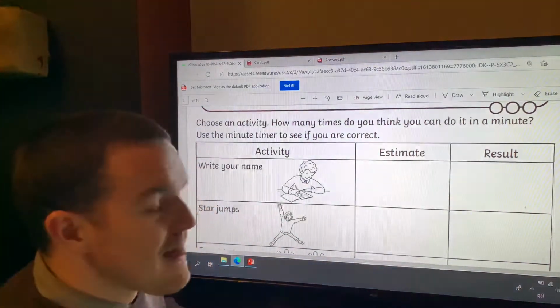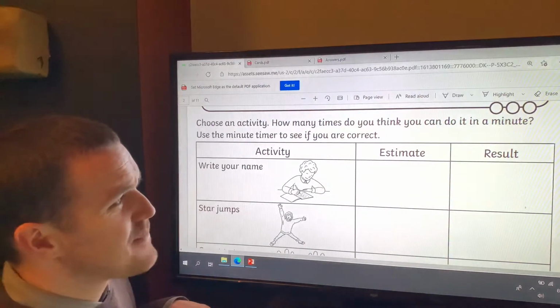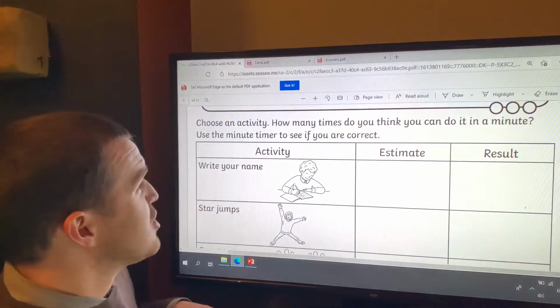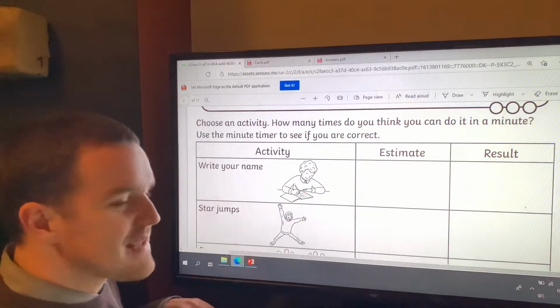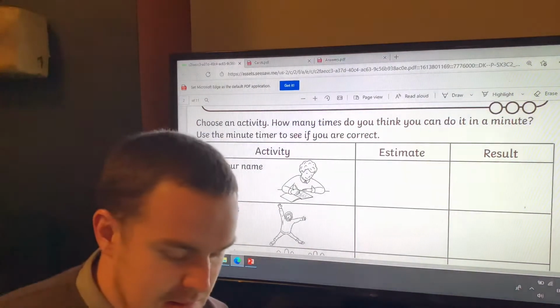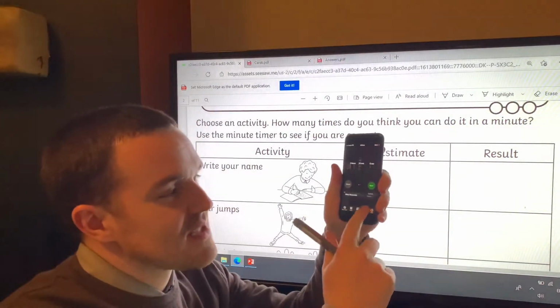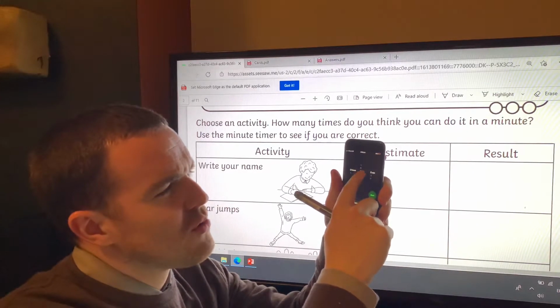You're going to complete these challenges. The first one says, choose an activity. How many times do you think you can do it in a minute? Use the minute timer to see if you are correct. Okay, so how many times do you think you can write your name in a minute? So get your timer. You can either go from 0 up to 60, or you can go on the phone. I'm just going to go to 1 minute.